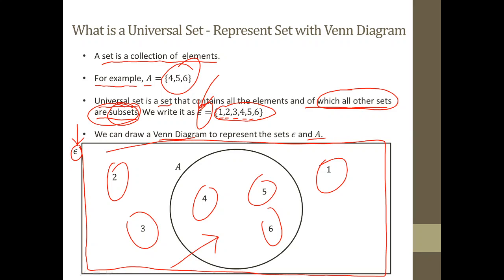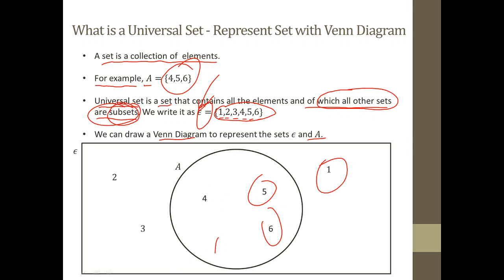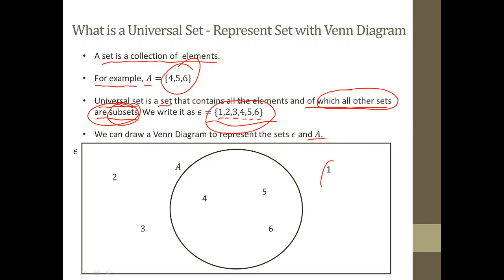So that is how you draw the Venn diagram. You can always do a check after you have drawn it. Look at the universal set first: elements 1, 2, 3, 4, 5, 6. Then make sure that in set A, inside the circle, the elements are 4, 5, 6, and you are done. This is how you draw a Venn diagram.